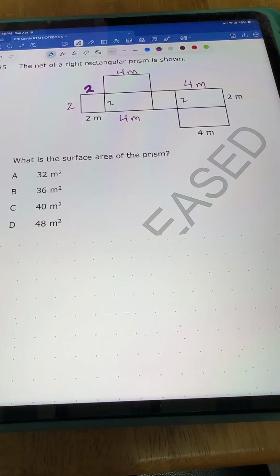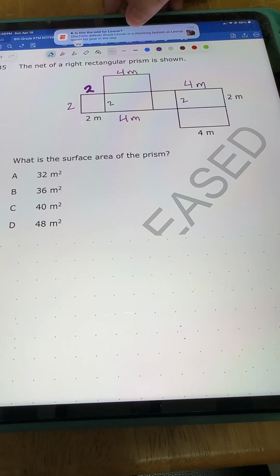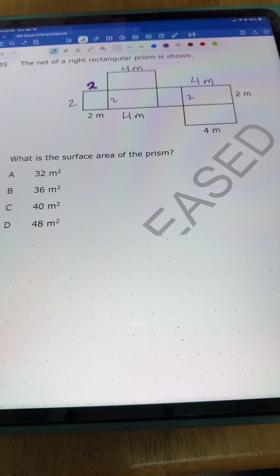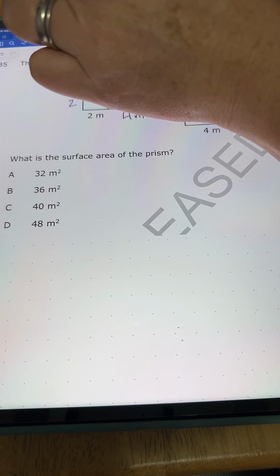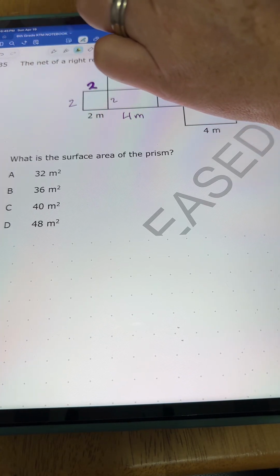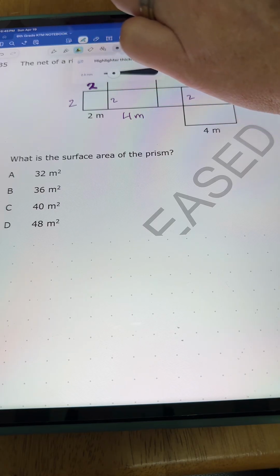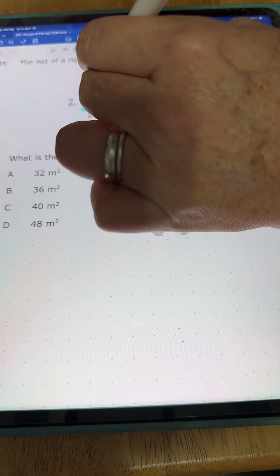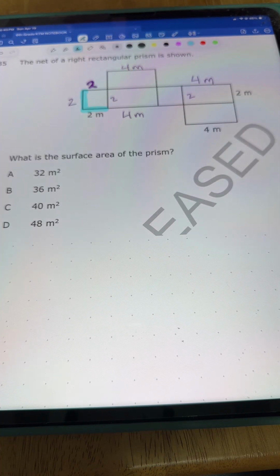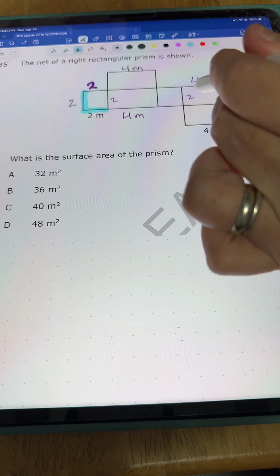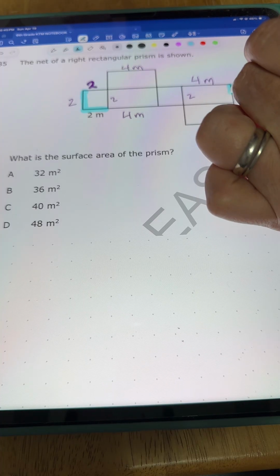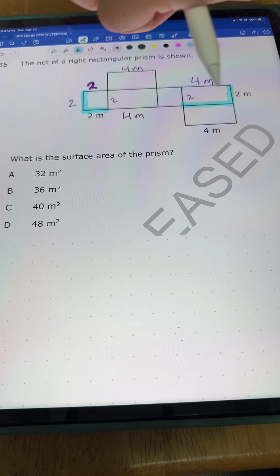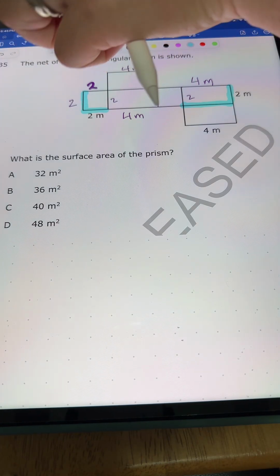So we have enough information now to find the area of each of these sides, okay? So now remember, and again, I totally recognize this is where students get confused. We are finding the area of the sides, okay? And we are finding the area of the rectangle that is the top and bottom. Okay, so let's do that first.